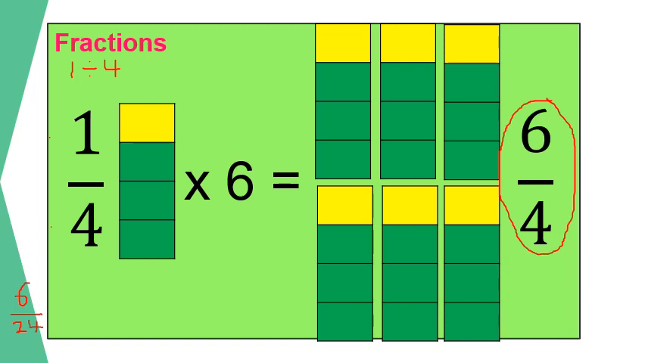So when you're multiplying a fraction by a whole number, the only thing you need to think about is changing the numerator. So here, let's say I have 10/12, and I multiply it by 2, I'd end up with 20/12.